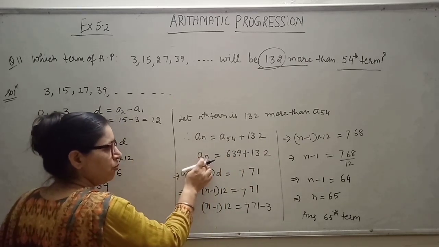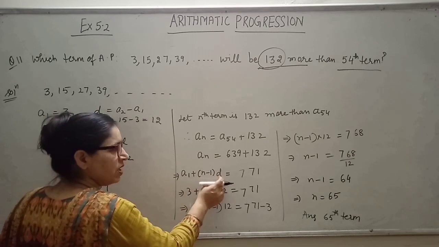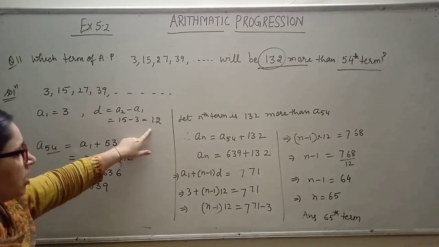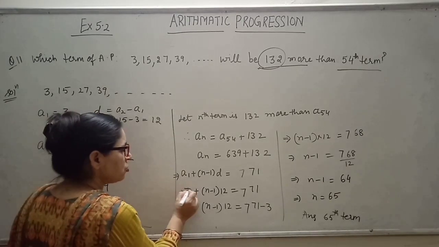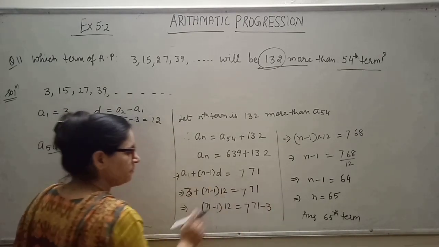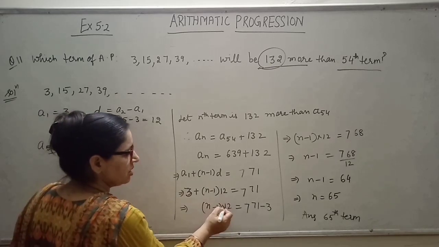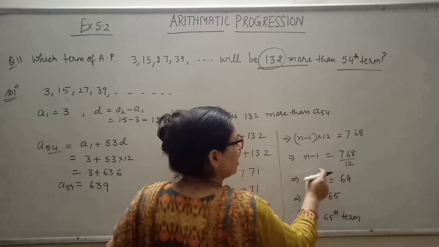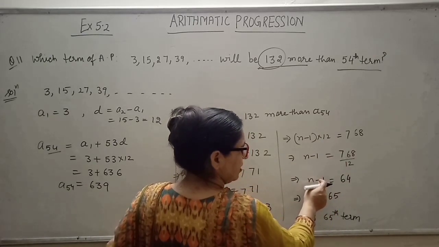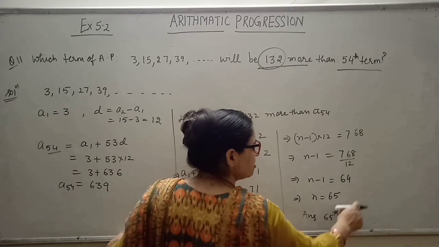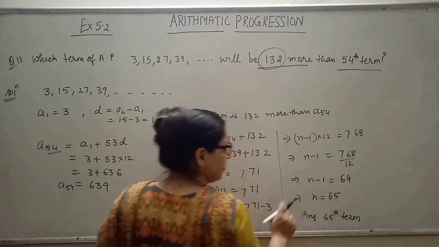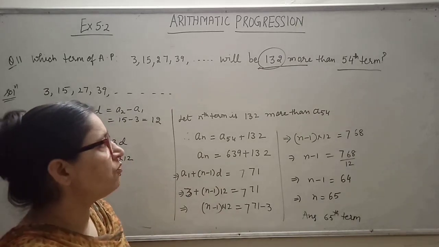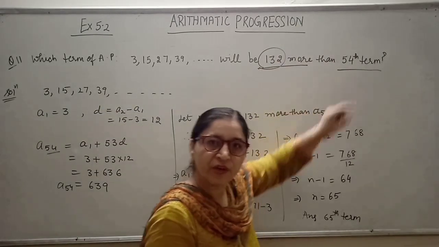So now the formula for an is a1 plus n minus 1 d, and this is equal to 771. Put the value of a1 we know, put the value of d, that is 12. Now first of all take this 3 to this side, and then because this 12 is being multiplied here, we will take this 12 to this side, and then we will subtract whatever is subtracted. 1 is subtracted from n, we will take this to the other side to get the value of n. So n is 65. It means the 65th term will be 132 more than the 54th term.